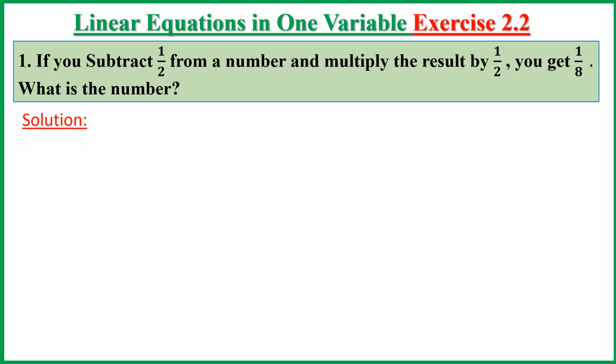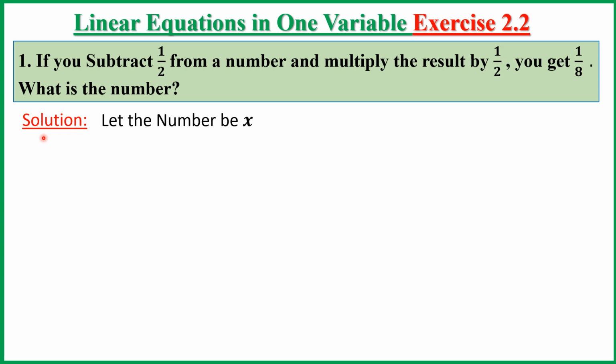Question number 1. If you subtract 1 by 2 from a number and multiply the result by 1 by 2, you get 1 by 8. What is the number? Children, whenever a word problem is given in linear equations, first you have to take the unknown number, the number you have to find, as x. Then if you read the question and solve step by step, it will be very easy for you.